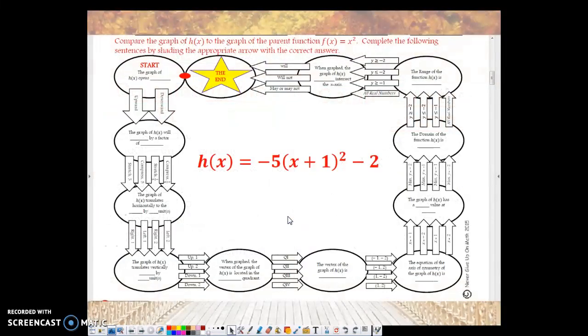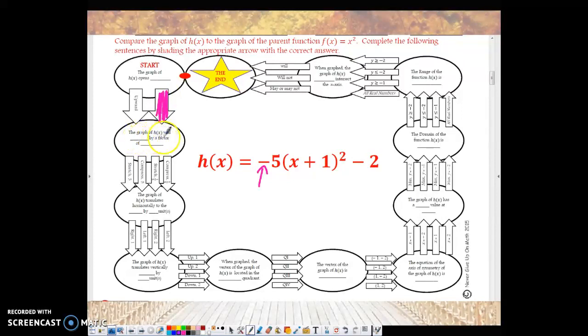Now, I'm going to go over the worksheet you did yesterday with you. I'm going to do it without a calculator, and then I'm going to do it with the calculator, okay? So without a calculator, let's look at some things. It says the graph of h of x opens upward or downward. Well, this little negative sign tells me that. It opens downward. If you have a negative sign, it opens downward.